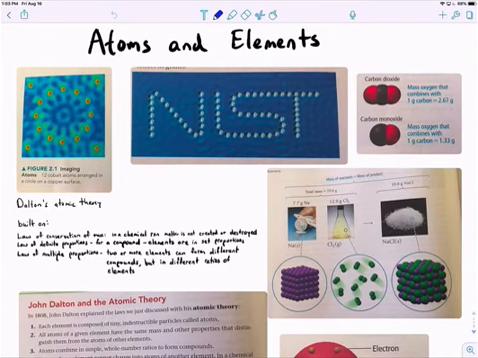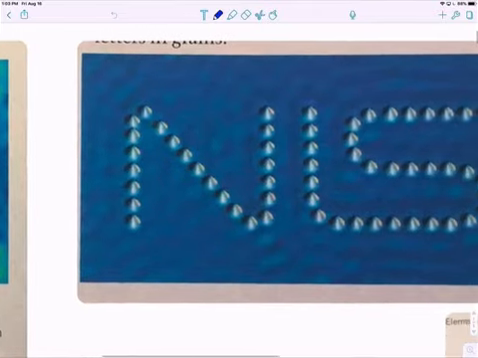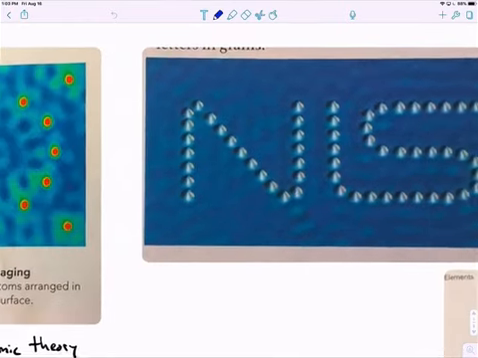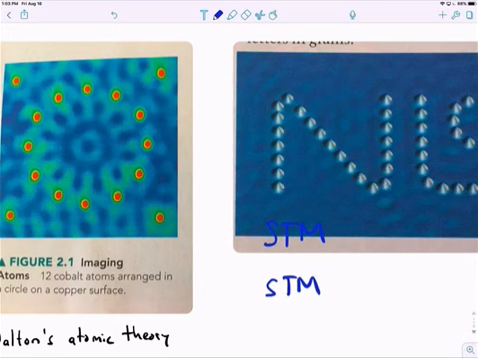Okay, but let's talk about these images. Here is a cobalt image, and then you've got the atoms here that say NIST, and if you look at them, they look kind of like pimples. So why do they have that shape? Well, they use something called an STM, a scanning tunneling microscope.